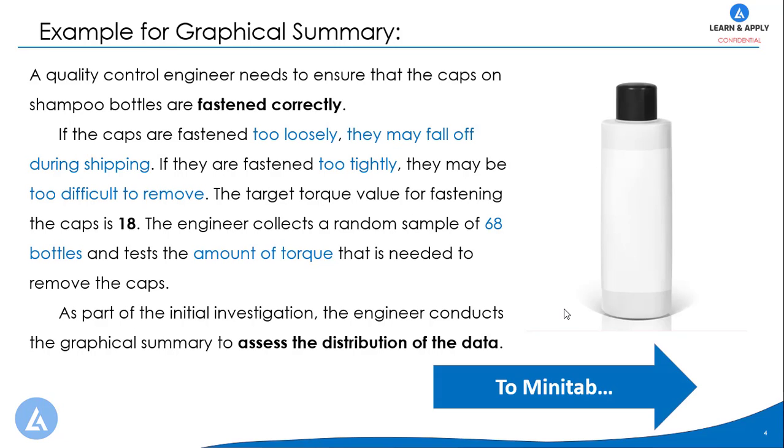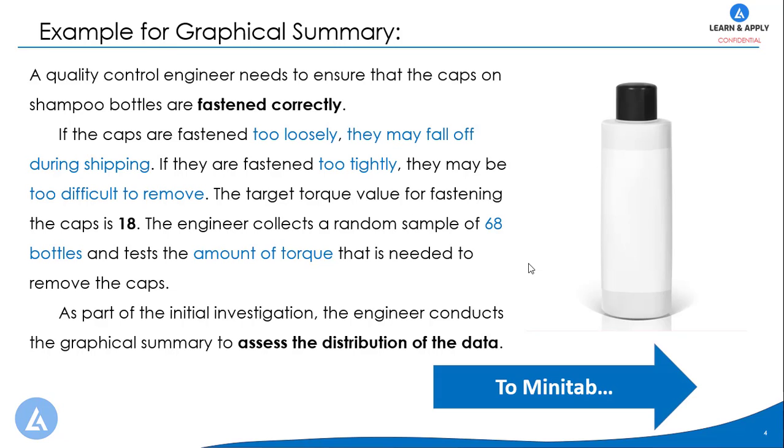A quality control engineer needs to ensure that the caps on the shampoo bottles are fastened correctly. If the caps are fastened too loosely, they may fall off during shipping, and if they are fastened too tightly, they may be too difficult to remove. The target torque value for fastening the caps is 18.